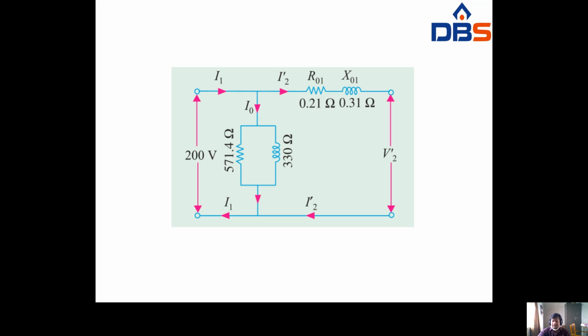So this is V2 dash. Like this, we have to determine the efficiency, regulation, and also the equivalent circuit by using OC and SC tests.